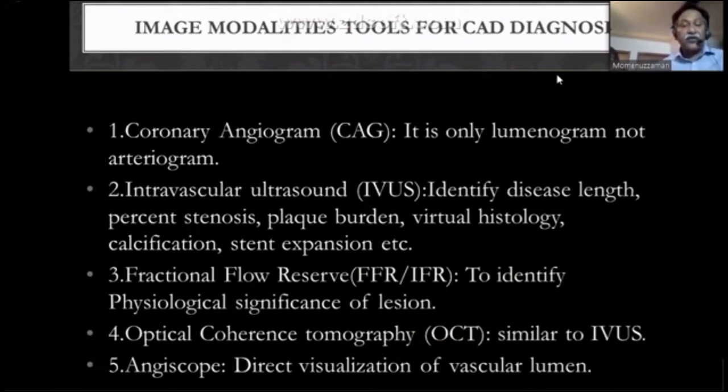We sometimes use it to see the physiological significance of a lesion in the gray zone, where some say 60%, some say 70%. These are the patients who will benefit much from assessing the physiological significance of the blockage by fractional flow reserve. Another is OCT, which is similar to intravascular ultrasound. And finally, the angioscope. Direct visualization is mostly theoretical, and I have not even seen it.